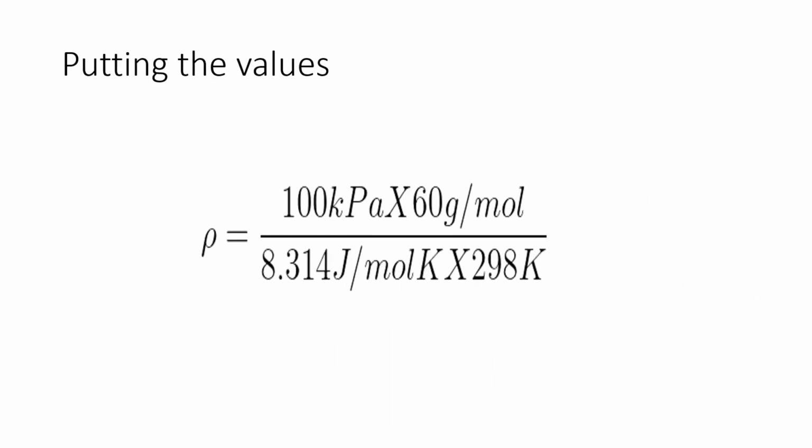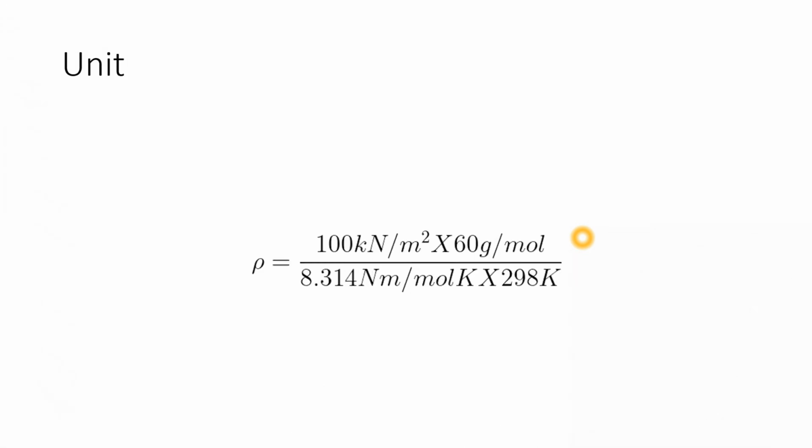Next, putting the values: P is 100 kilopascal into 60 gram per mole upon 8.314 joule per mole Kelvin into 298 Kelvin, the temperature, right? Now I will show how the units will work. You can see here 100 kilopascal, we can write kilopascal as kilo Newton per meter square, you know very well Newton per meter square is the pascal, and 60 gram per mole here, and we can write joule. What is the joule? Joule is Newton meter, so we write Newton meter per mole Kelvin into Kelvin.